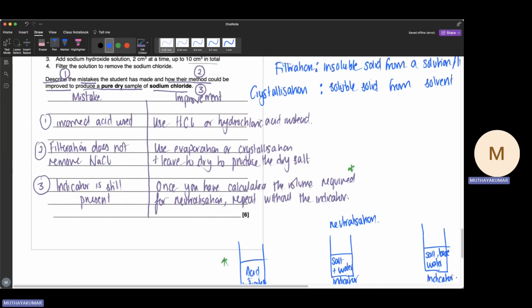And there are other things you could say. So you could talk about adding smaller portions of sodium hydroxide or using fewer drops of universal indicator. But what we've written here is more than enough for 6 marks. So I'm going to leave it there.